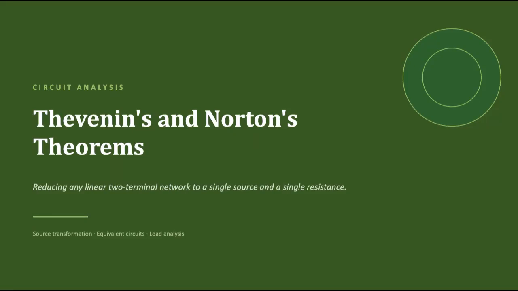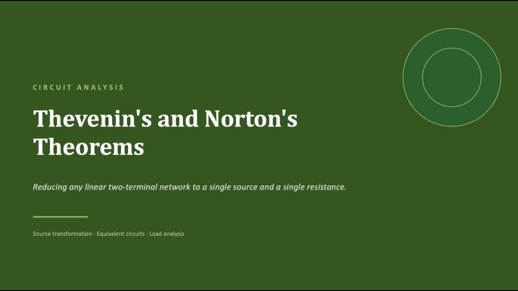Good day. For this session, we'll talk about Thevenin's and Norton's theorems. We will compress an entire network into just two numbers. Whatever is inside the box, dozens of resistors, several sources, the load cannot tell the difference between the real circuit and a single source in series with a single resistor. That is Thevenin. Norton makes the same claim, written as a current source in parallel.